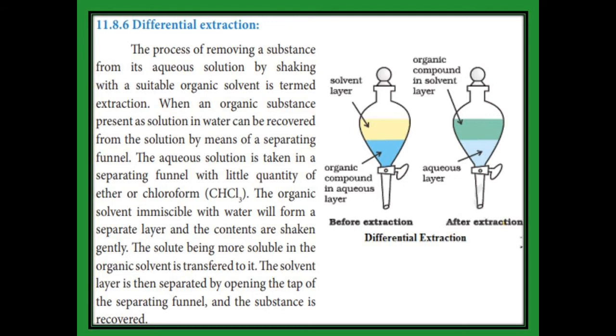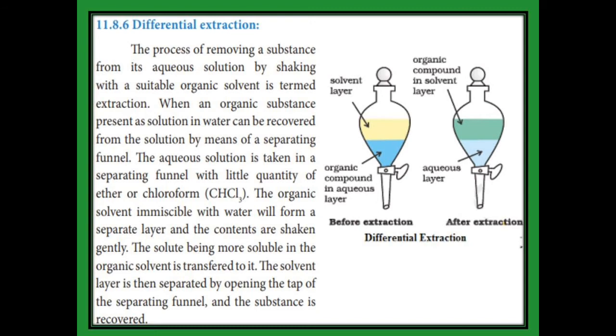Then after shaking, what happens is that the organic compound goes to the solvent layer. In the solvent layer, the organic compound now dissolves. Then the aqueous layer has no organic compound; it now contains only impurities. Now by opening the knob of the separating funnel, we can separate the aqueous layer alone. Then the solvent layer containing the organic compound, we can distill, and we can get the organic compound separately.